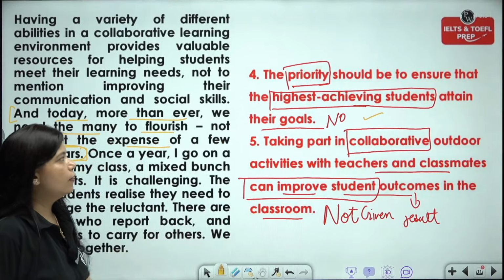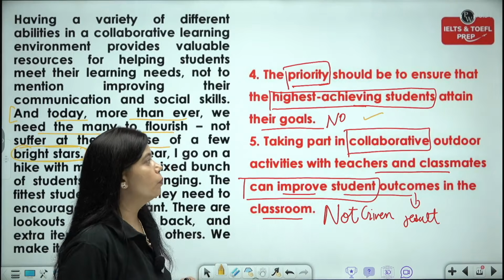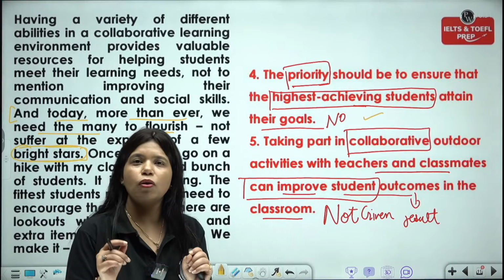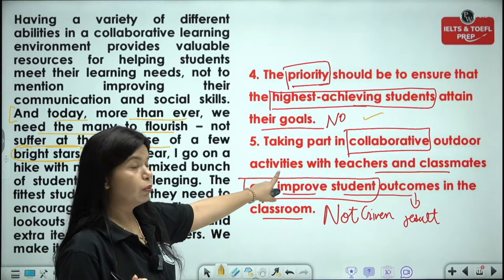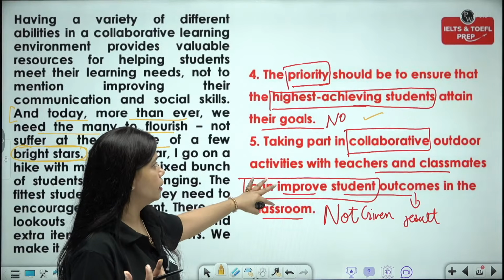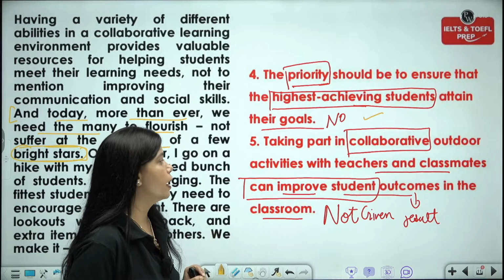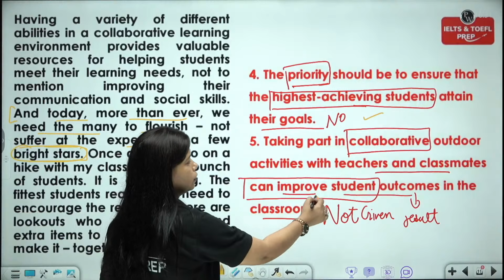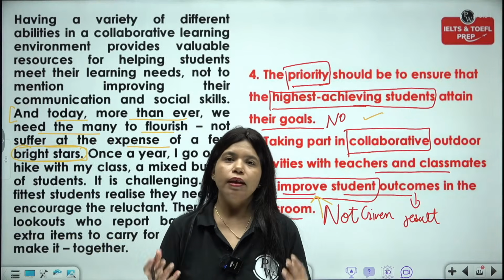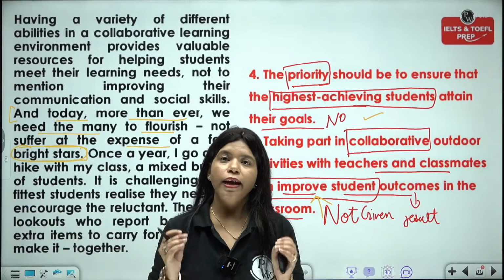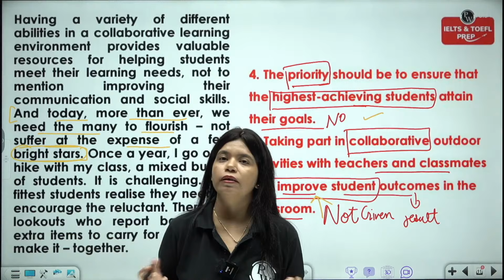Now, let's see how number 5 is not given. So here they are saying taking part in collaborative outdoor activities. Is the passage talking about outdoor activities? Yes, it is talking about outdoor activities. Then what is missing? Let's read. So it says taking part in collaborative outdoor activities with teachers and classmates can improve students' outcomes in the classroom. Where is it written that these outdoor activities can improve student outcomes? These outdoor activities can improve their result. Where is it written? Nowhere.